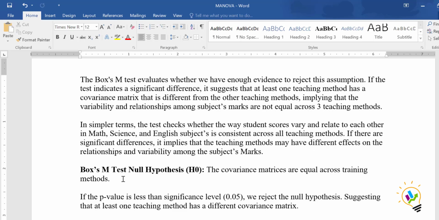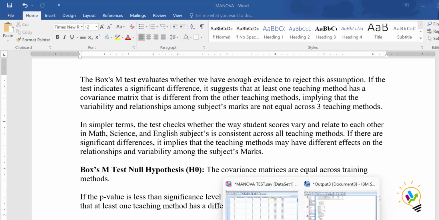If the p-value is less than 0.05, we are going to reject it. If the p-value is greater than 0.05, we are going to accept that the covariance matrices are equal across the methods. In the data, the Box's M significance value is 0.242, which is more than 0.05. So we are able to fulfill the assumption that there is equality of covariance matrices in the data. So we are able to fulfill the fifth assumption also.